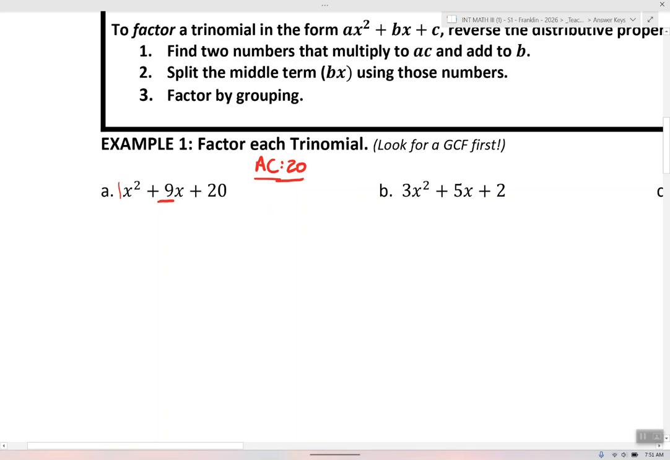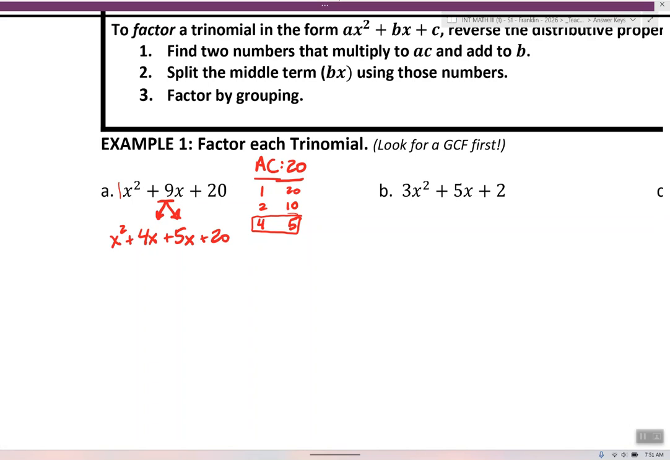It can be helpful to consider all the factors of 20. 20 can be multiplied 1 times 20, 2 times 10, 4 times 5. And 4 and 5 right here are the numbers we're looking for because they multiply to 20 and add to 9. So what we're going to do is split that middle term, that 9x, into 4x plus 5x. We still have the x squared, still have the 20.